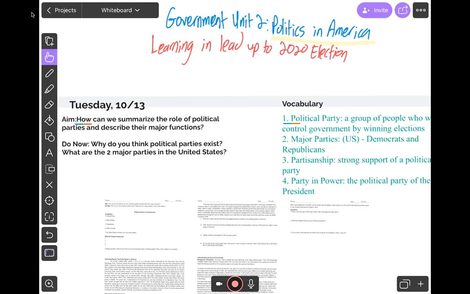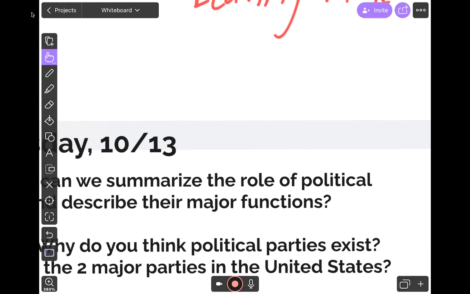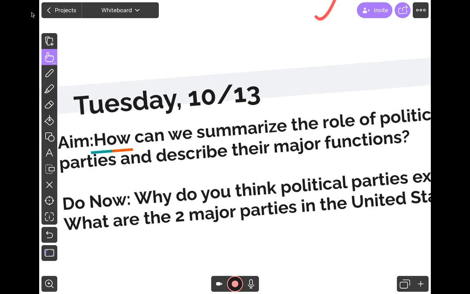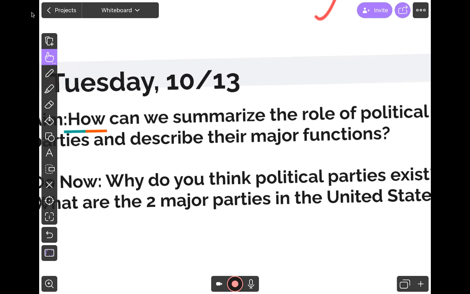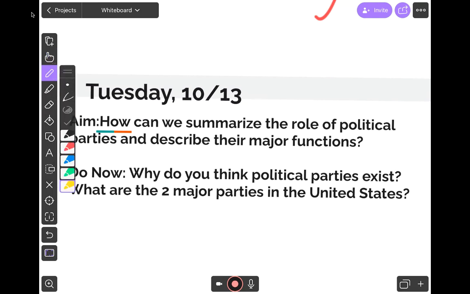We'll get started today with our aim. Our aim is how can we summarize the role of political parties and describe their major functions. We're trying to figure out what is the role of political parties in American society, and then how do they function? What do they do in society to try to further their political ideologies?